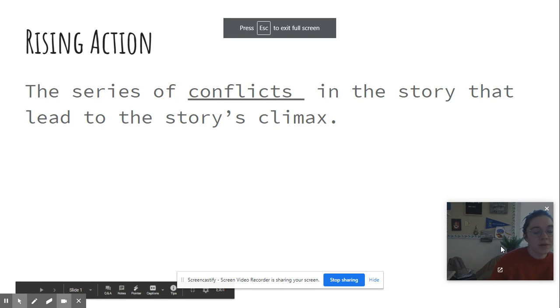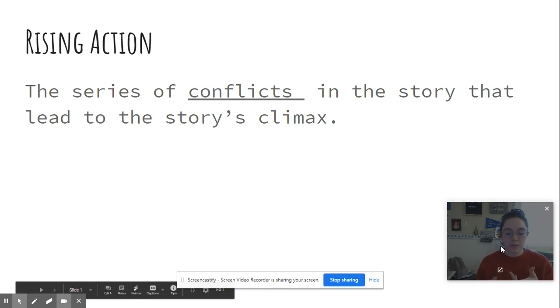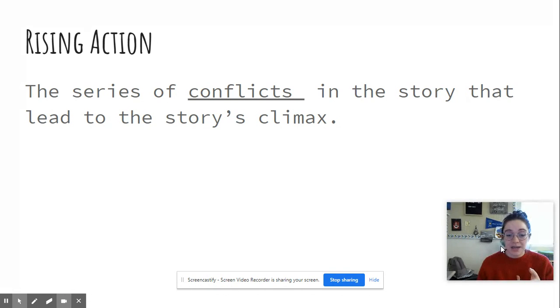All right, so now that we know what conflict is, we've talked about the exposition, antecedent action. Now we're going to talk about rising action. Rising action are the series of conflicts in the story that lead to the story's climax. Remember that the inciting incident or initial conflict is only the first conflict that happens that starts the story going. That is the main problem that they're trying to fix.